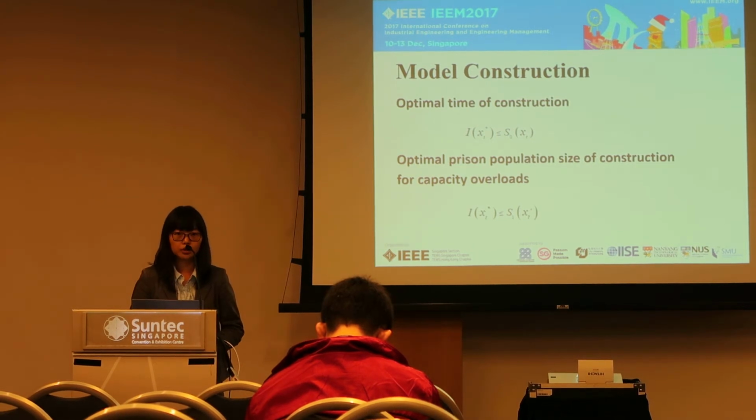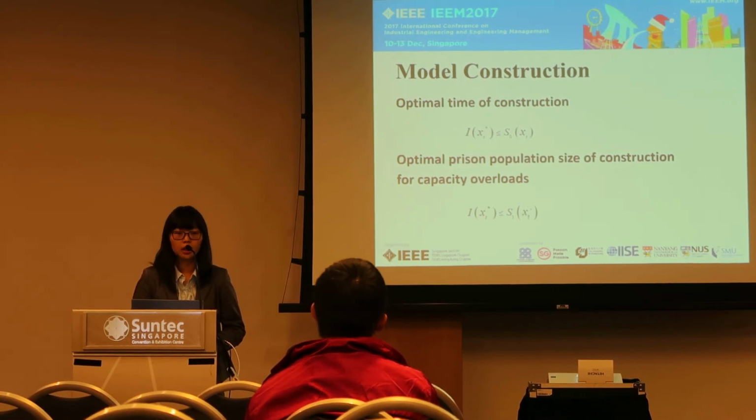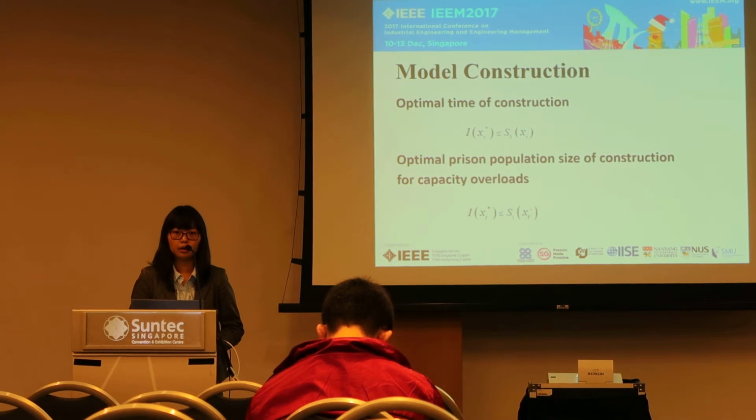The optimal time of construction is decided when I of ST is more than or equal to SO of ST, because the government didn't want to input so much budget to construct the prison. So, unless the social cost of crime is more than the prison construction cost, the social cost of crime will make the government input more budget. If the government is in financial deficit, we can use this model to re-evaluate the decision. The optimal prison population size of construction is decided when I of ST is more than or equal to S1 of ST.